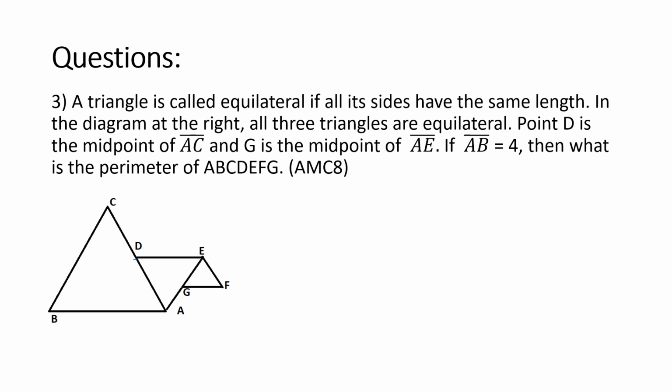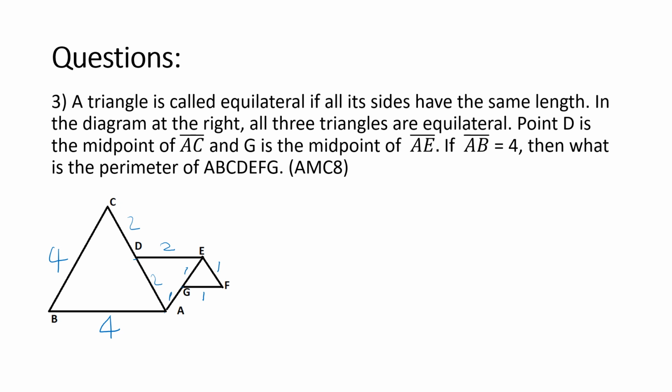So the larger equilateral triangle has a side length of 4. A to B, B to C, C to A is also 4, but D is the midpoint, so CD is 2. AD is also the midpoint, which is 2. So this is an equilateral triangle, so this is 2 as well. G is at the midpoint, so EG is 1. So EF is 1. FG is 1. AG is the midpoint, which is also 1.